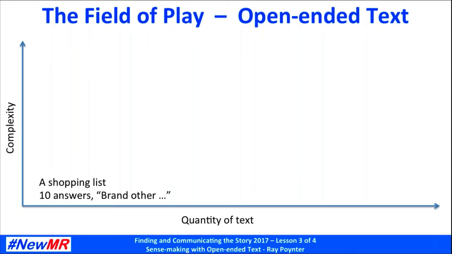So at the simple end, we might have in our everyday life a shopping list. Here are 10 items we're going to buy from the supermarket. Or we may have done a survey with 1,000 people and we've got a really good brand list saying which of these brands do you buy, but at the bottom we've got brand other, please type in, and 10 people have typed in something there. Now these are really simple lists, we just read them.